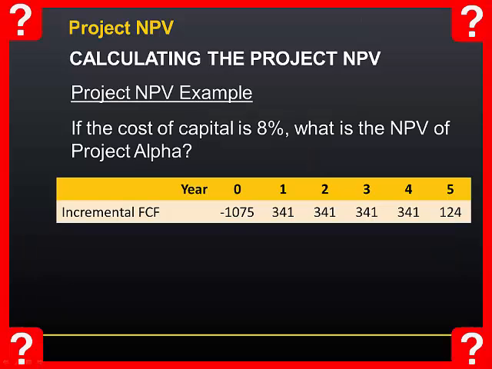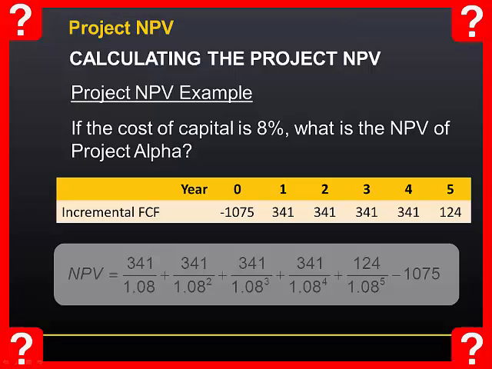These are the final incremental free cash flows for Project Alpha after dealing with all the different cash flows over the previous few modules. Negative $1,075 in year 0, $341 from years 1 to 4 inclusive, and $124 in year 5. If the cost of capital is 8%, what is the NPV of Project Alpha?